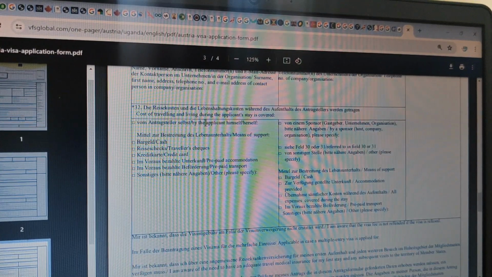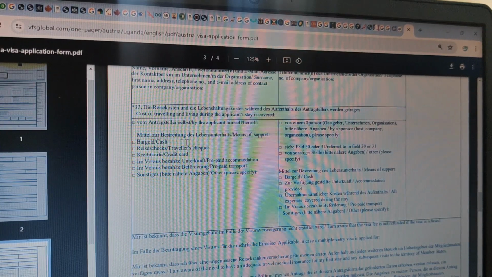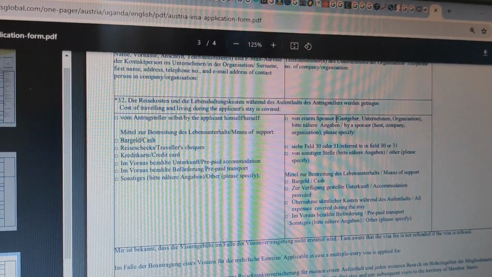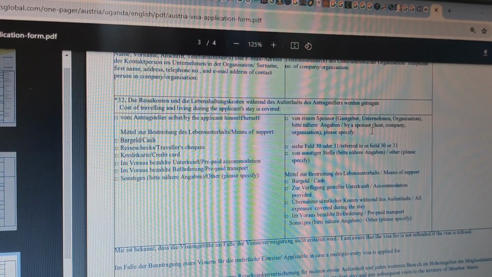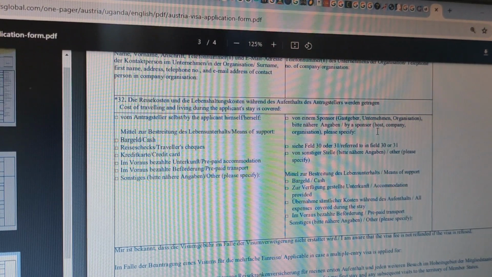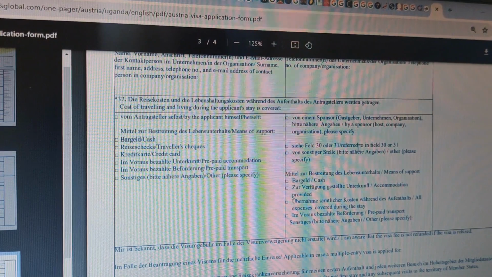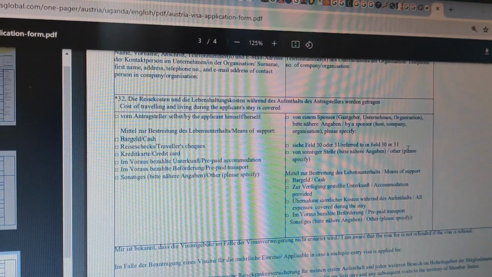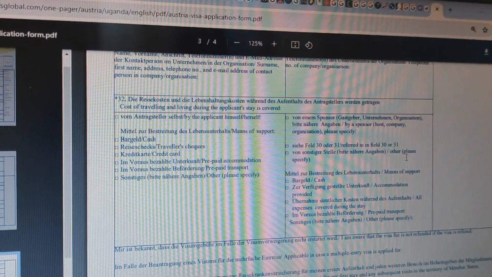Cost of traveling and living during the applicant's stay is covered by himself or herself or sponsor. By sponsor, host, company, or organization, please specify. Referred to in field 30 or 31. Or others, or other person.